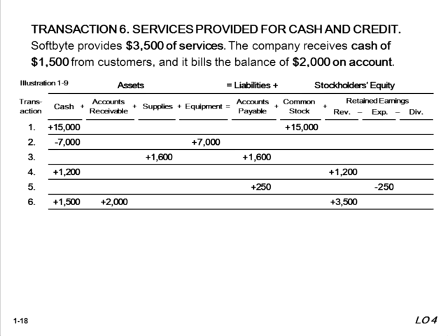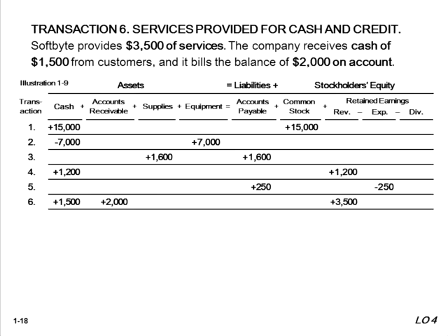Now the next transaction, SoftBite provides $3,500 of services. The company receives cash of $1,500 from customers, and it bills the balance of $2,000 on account. So we have kind of a mix here. So they're getting cash up front, and they expect to receive $2,000 from the customers at a later date.